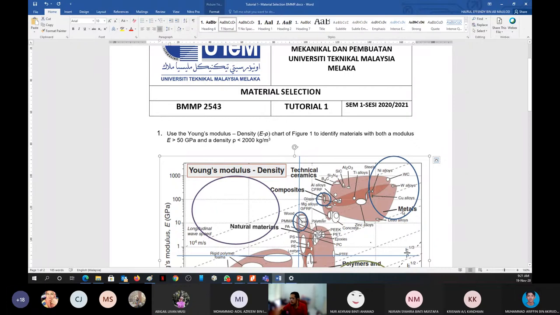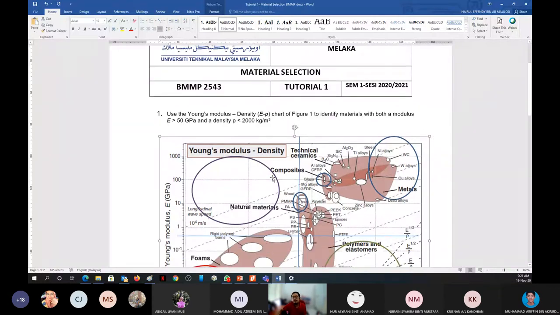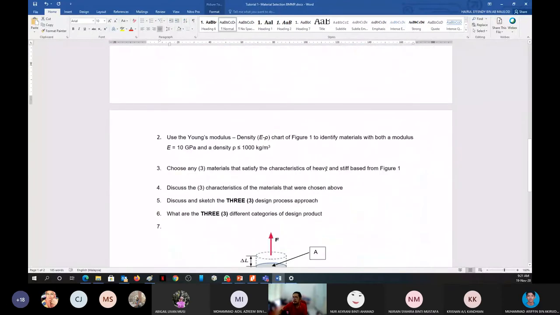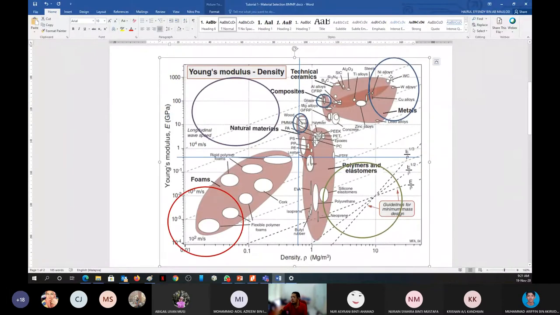So just based on the graph, choose the three materials that satisfy those criteria. Now, when I say that, in principle it's not wrong, but it will be more accurate if you choose the materials that are the heaviest and the stiffest. So that's what the question asks you to do. Discuss the three characteristics of the materials that were chosen above. So, tungsten carbide, for example, tungsten alloys, or we have nickel alloys.